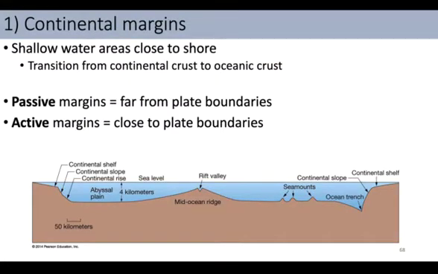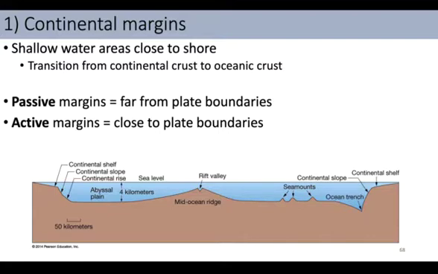So our continental margin, this is where continental crust shifts to oceanic crust. So it's the shallow area close to the continental shoreline. There are two types. There can either be passive margins or active margins.